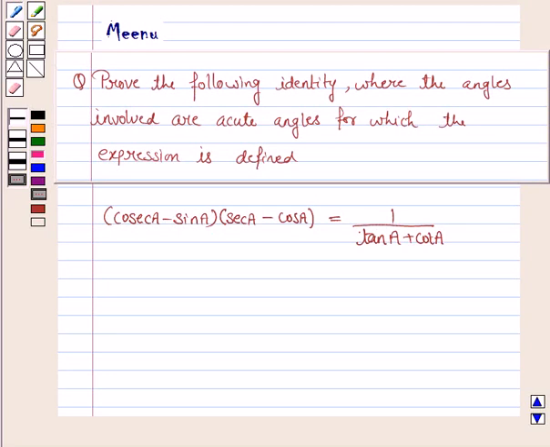Let's discuss the following question. It says, prove the following identity where the angles involved are acute angles for which the expression is defined. So let's proceed on to the solution. Let's first simplify LHS, which is (cosecant A minus sine A) into (secant A minus cos A).